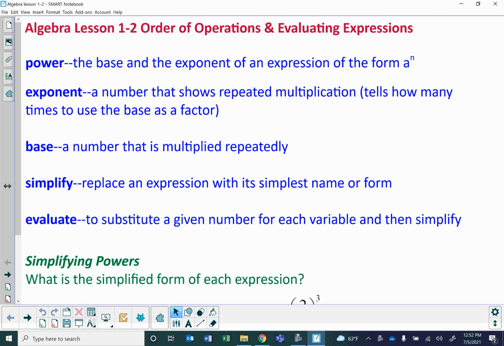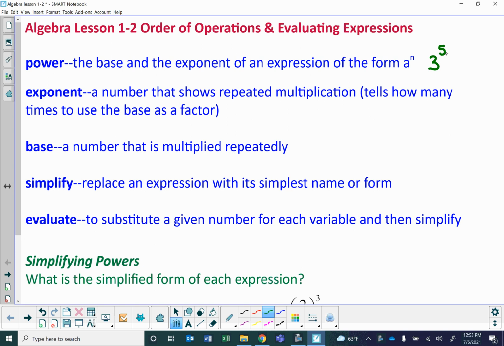This is Algebra Lesson 1-2, Order of Operations and Evaluating Expressions. A power. A power is the base and the exponent of an expression in the form of a to the n power. For example, 3 to the 5th power is considered to be a power. That whole expression itself is called a power.